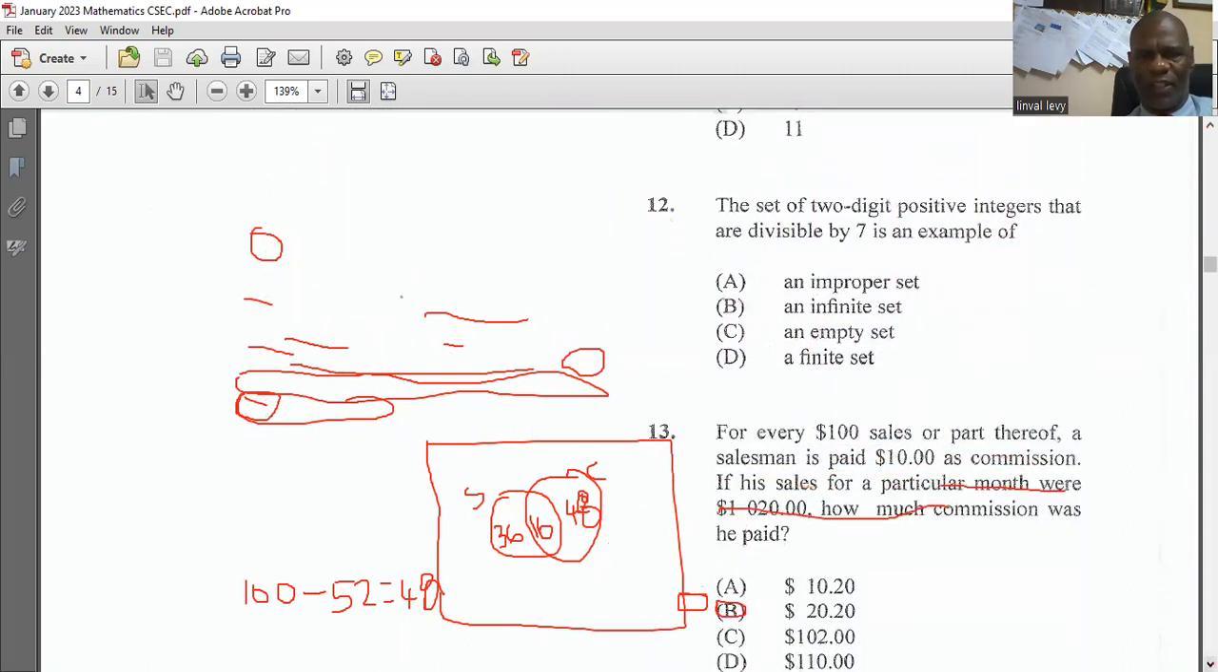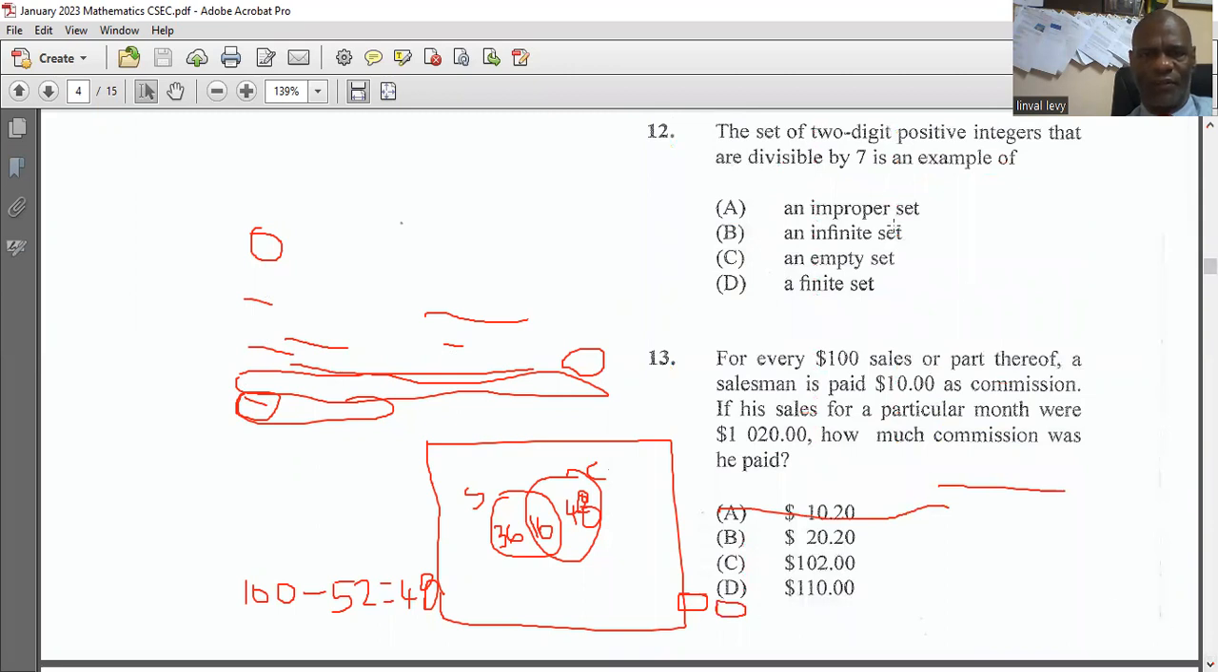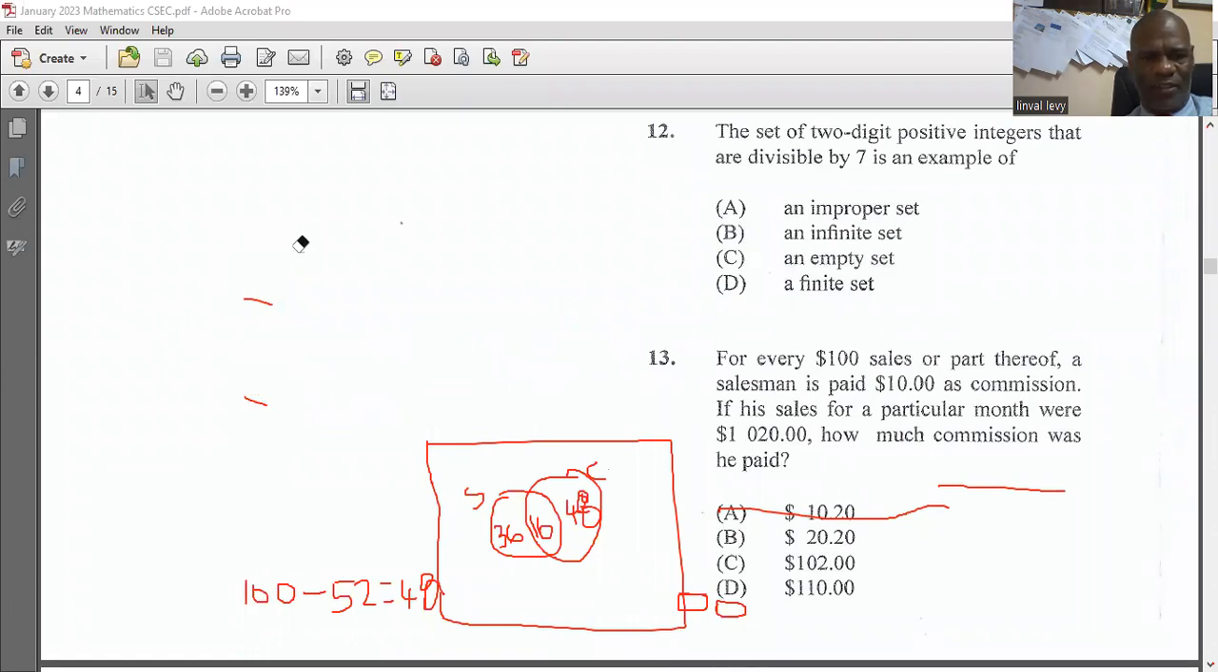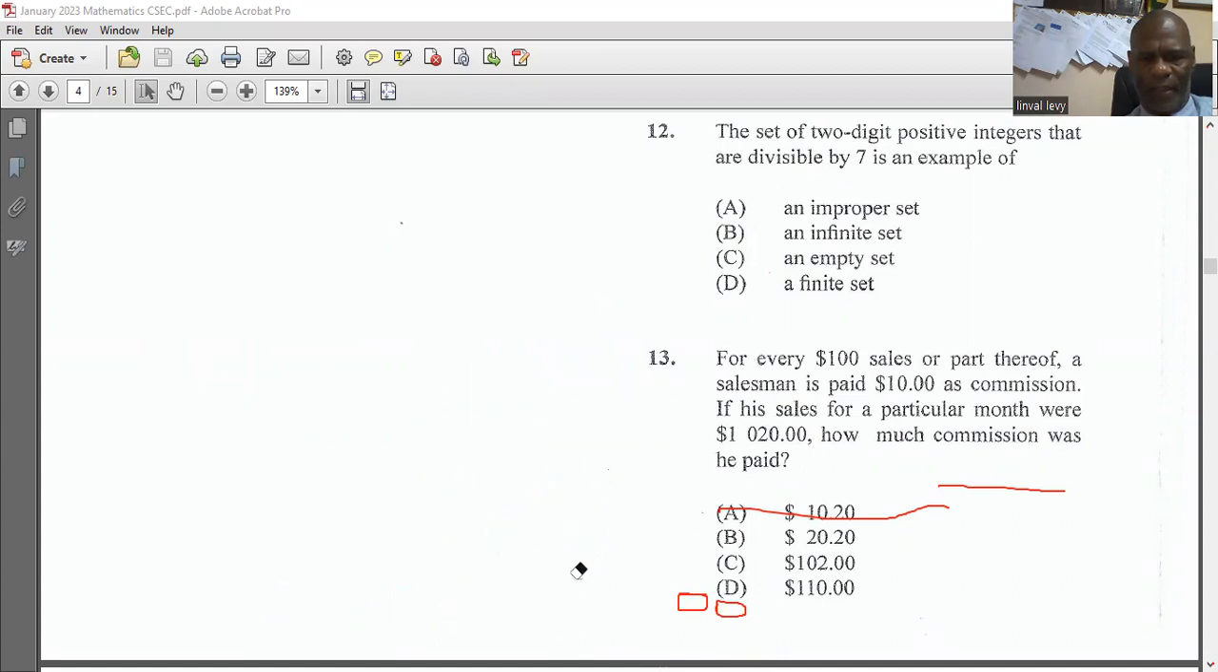Let's do 12 and 13. Let me erase all of these. Okay, get my eraser and I'll wipe them out. And you can always let me know what it is you want me to go over, and I'll definitely do that for you.